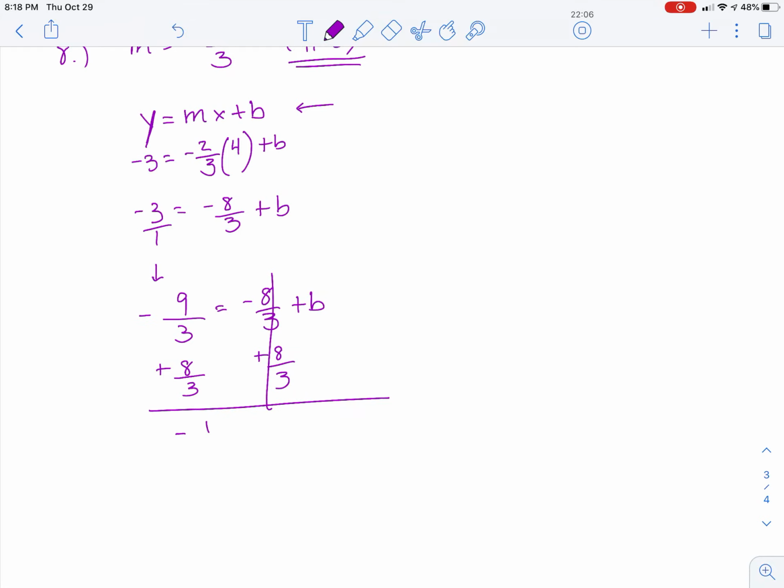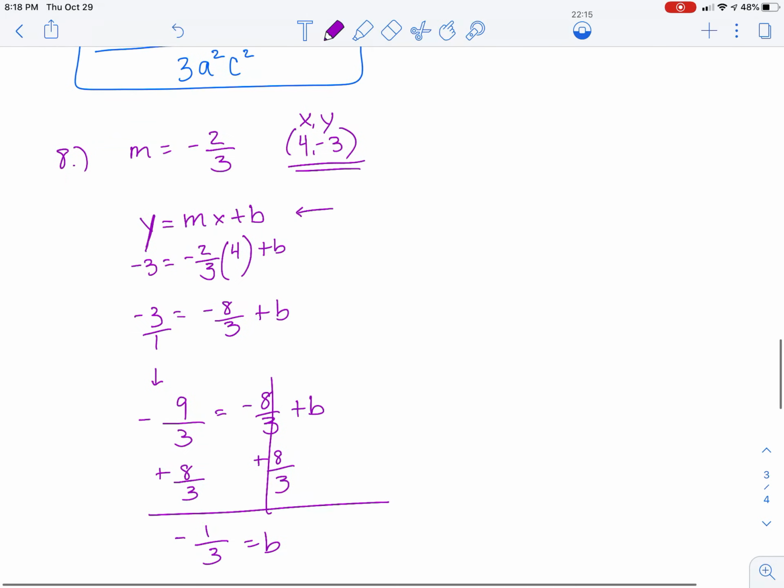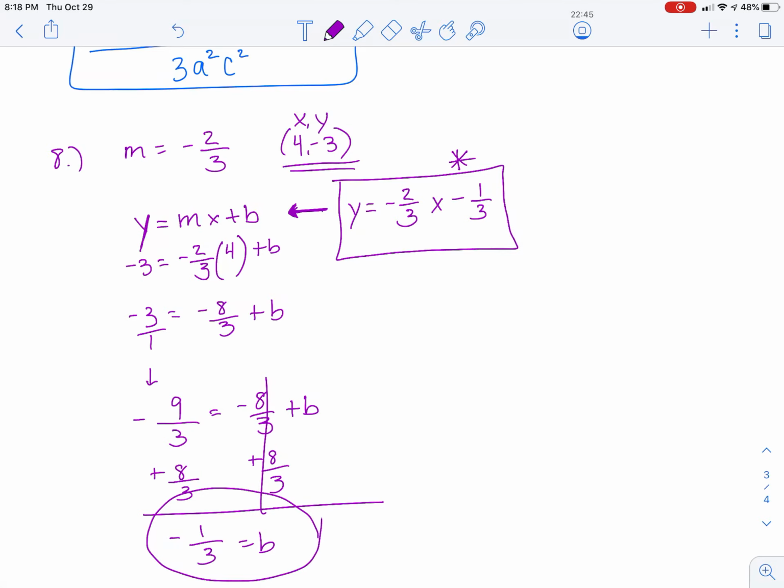And I'm going to end up with a negative 1/3 equals b. So now I know that b is negative 1/3. So to go back up here and write that into this equation right over here, it's going to be y equals our slope of negative 2/3 x minus 1/3, because our b down here was negative 1/3. This is the equation to the line that has a slope of negative 2/3 and passes through the point 4, negative 3 on your coordinate plane. That's the answer to number 8 right here.